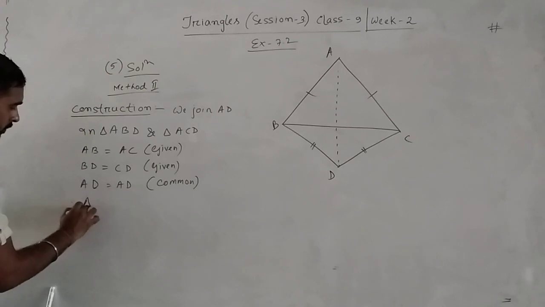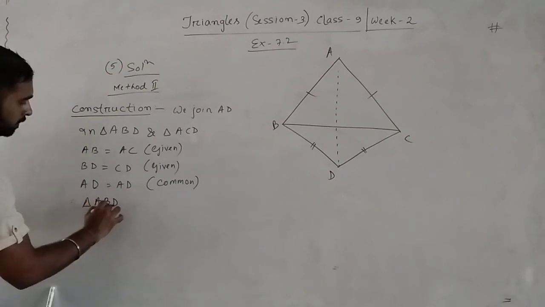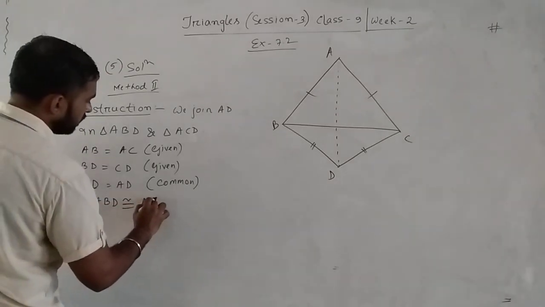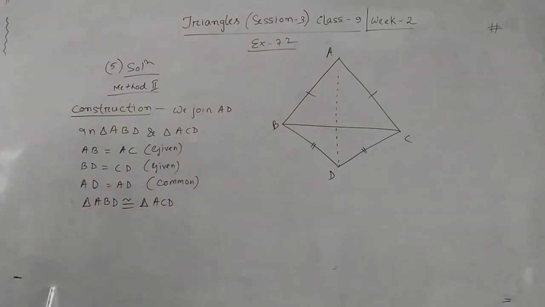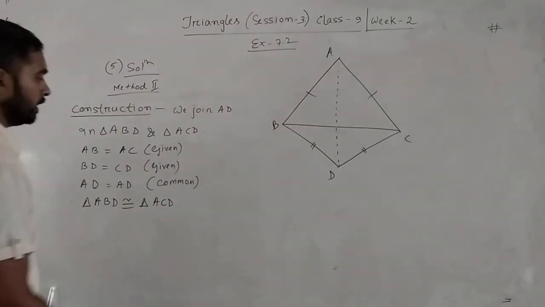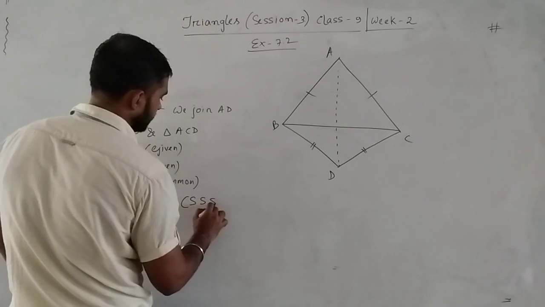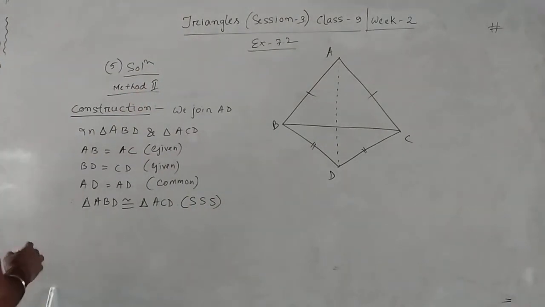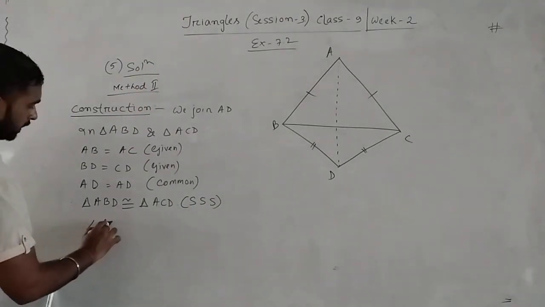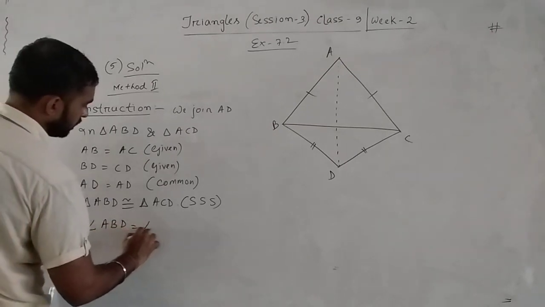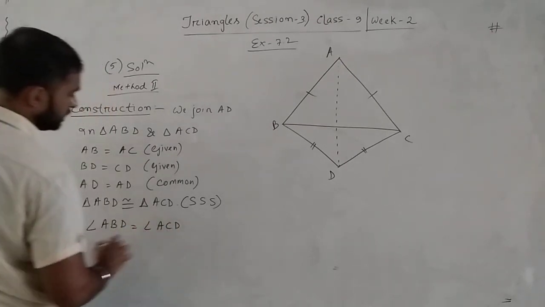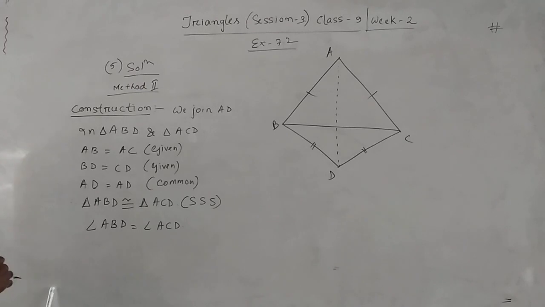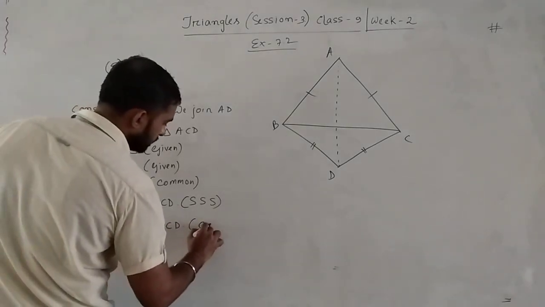Therefore triangle ABD is congruent to triangle ACD by side, side, side. So if they are congruent, then angle ABD equals angle ACD, by CPCT.